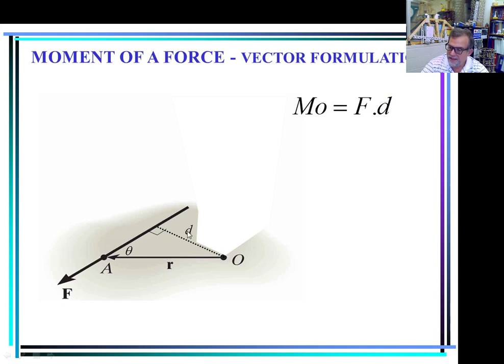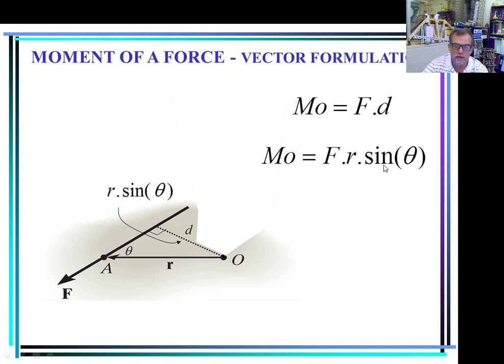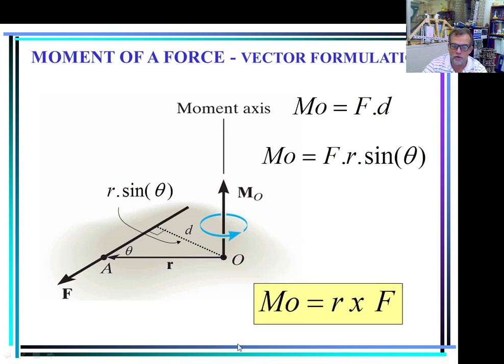Now expressing that D in terms of this r, if I know this angle here, then I can say that D is equal to r sine of this angle, and if I plug it in there, I get that. And if you look at this equation closely, you can realize that it is the equation for the cross product, r cross F. That's basically what you're gonna do, r cross F.